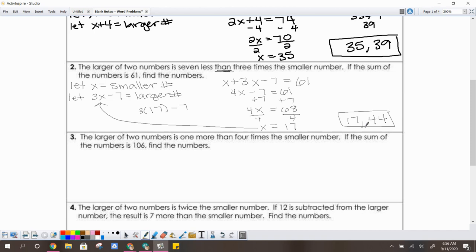Okay, so number 3, it says the larger of 2 numbers is 1 more than 4 times the smaller number. If the sum of the numbers is 106, find the numbers. So I want you to pause the video, try this one, press play when you're ready.